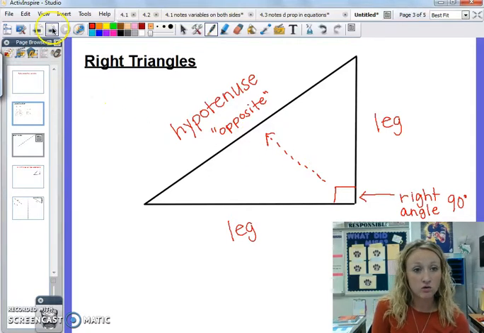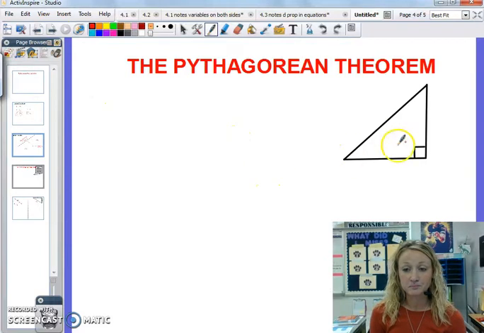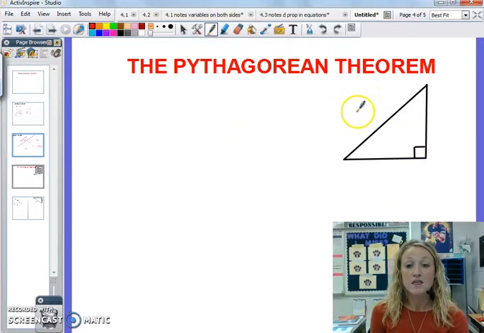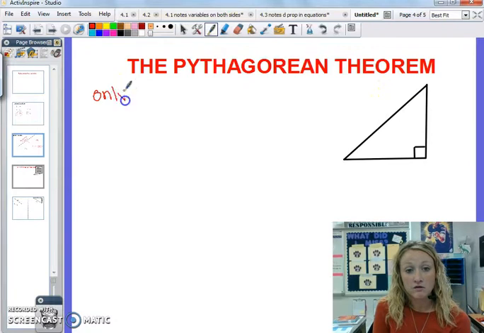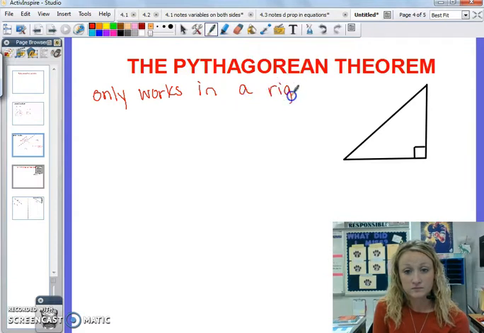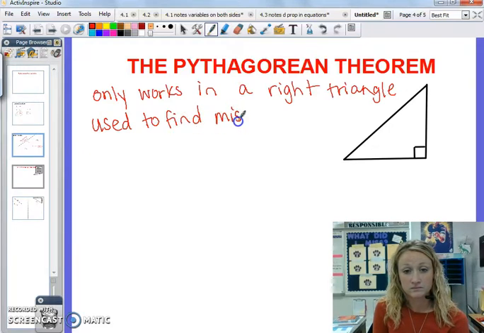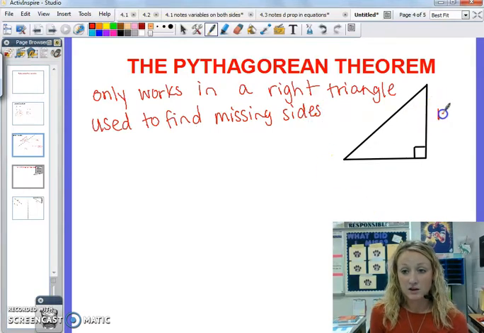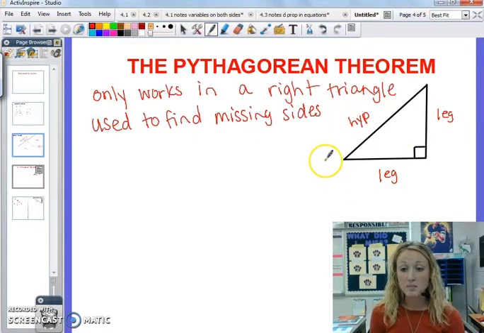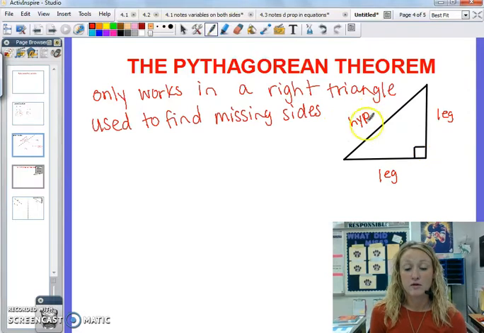Alright, I'm back. Let's move on to the actual Pythagorean theorem. Again, we have our right triangle. The Pythagorean theorem only works for a right triangle, and it is used to find a missing side. Again, we have our leg, and the hypotenuse, which we abbreviate as HYP, is right across, opposite from our right angle.